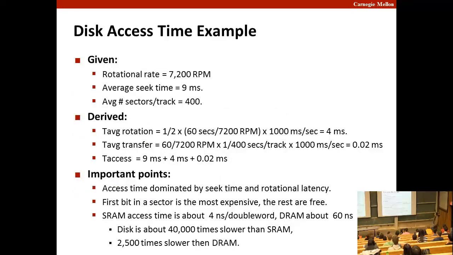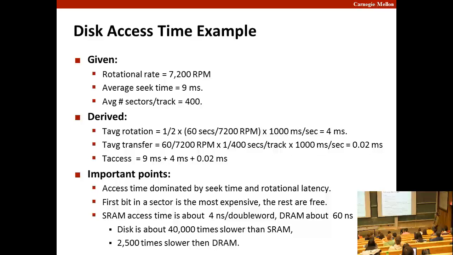So if we have a 7,200 RPM disk with an average seek time of 9 milliseconds and an average number of 400 sectors per track, we can then figure out the average rotational time. The average rotation is half of a full rotation. So we take our 7,200 RPMs and we invert it, 1 over 7,200. Rotations per minute inverted is minutes per rotation. Multiply it by 60 seconds per minute. Multiply it by 1,000 milliseconds per second. And we end up with 4 milliseconds. So that's my average rotation, my half rotation.